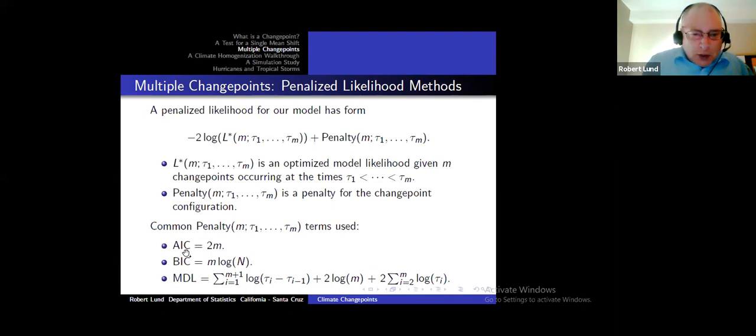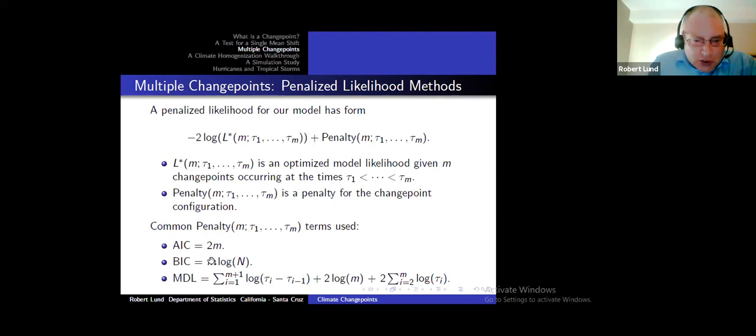Now, there are three penalties that I want to acquaint you with. One is Akaike information criterion, and it says the penalty for putting M change points down is 2 times M. That's very simple. Bayesian information criterion says that if you want to put down M change points, you charge M times the log N. MDL stands for minimal description length. This came out in 2006, and I've been working with it since, and it is much more involved. It is telling you to charge things depending on where you place the change point times.